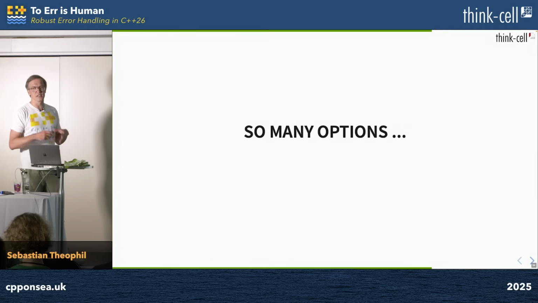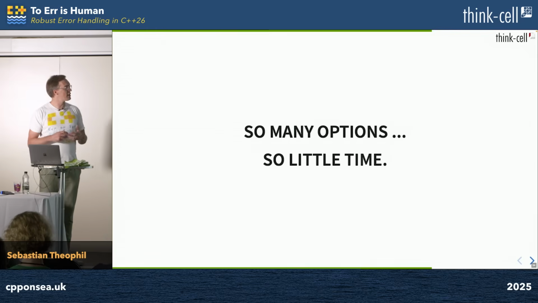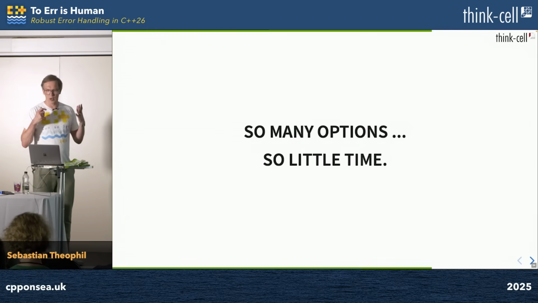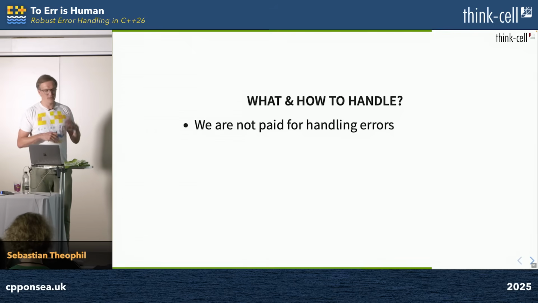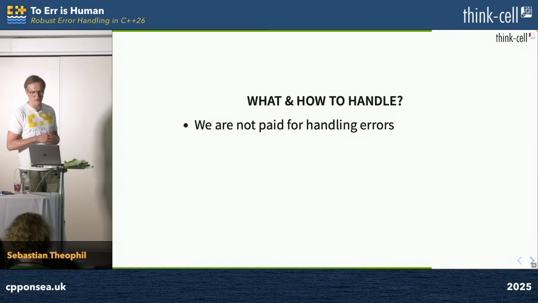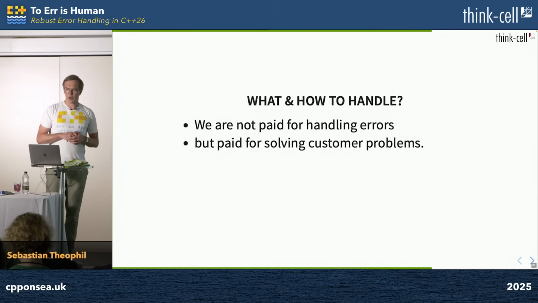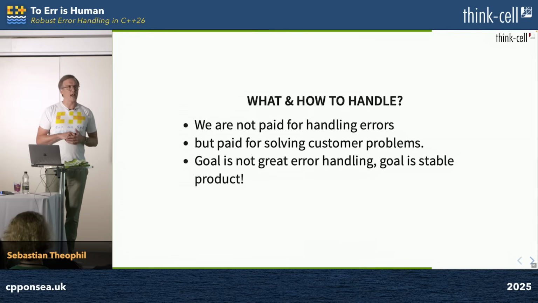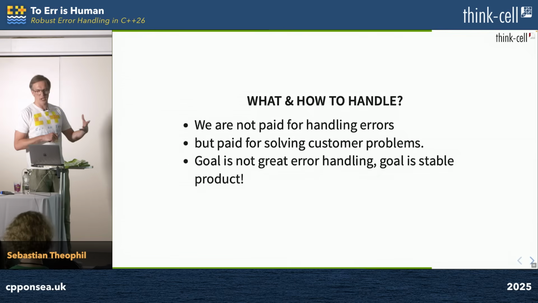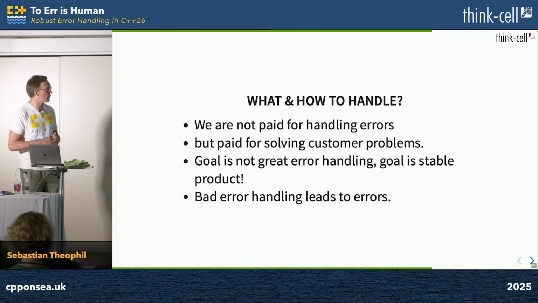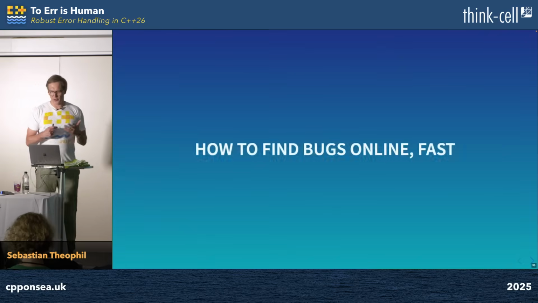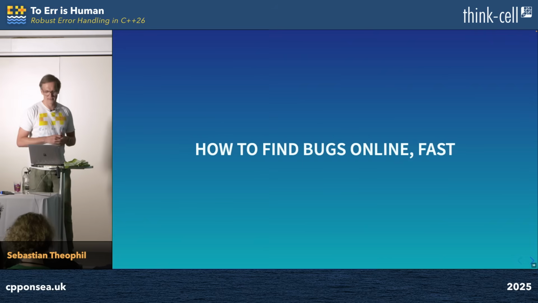Okay, we have so many options for handling and reporting errors, and we have so little time. So what do we now actually have to handle, and how do we do this? Because, repeating myself, we're not paid for handling errors, and the goal was not great error handling, but getting to a stable product fast. So bad error handling leads to errors. So what we are looking for is how to find bugs online fast.